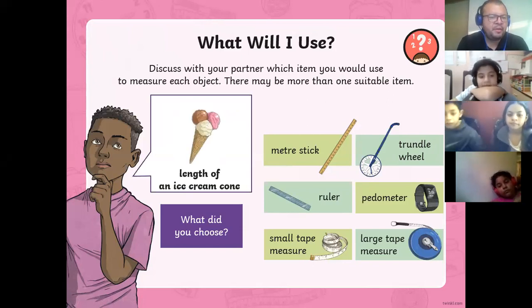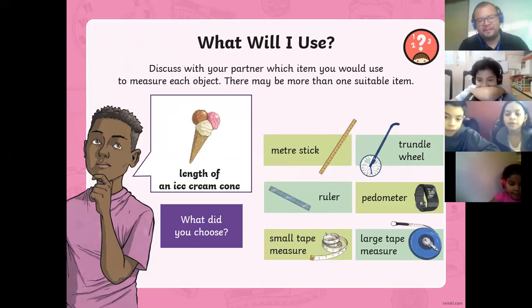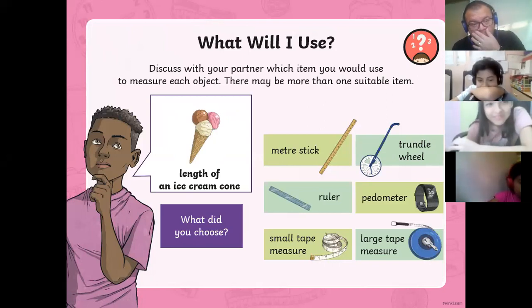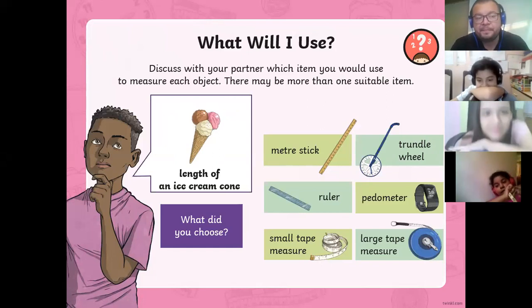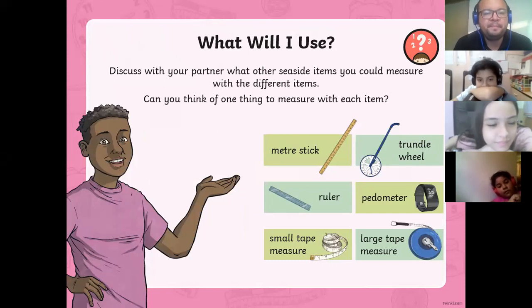Length of an ice cream cone. Ruler. Yeah, it could be a ruler. Now, well, actually, we already discussed.